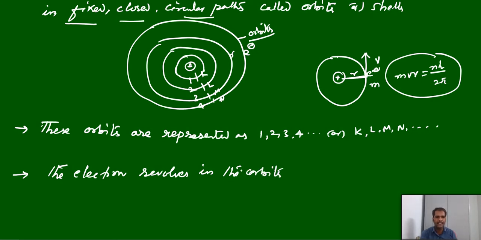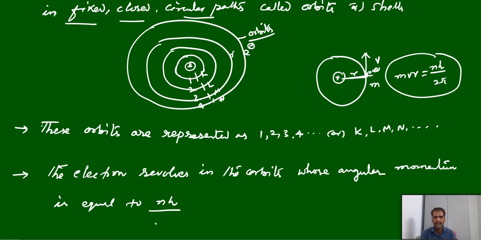So, in which orbit can the electron revolve? The orbit whose angular momentum, that is, the electron's angular momentum in that particular orbit, is equal to nh by 2 pi, where n is some integer value: 1, 2, 3, 4 and so on.